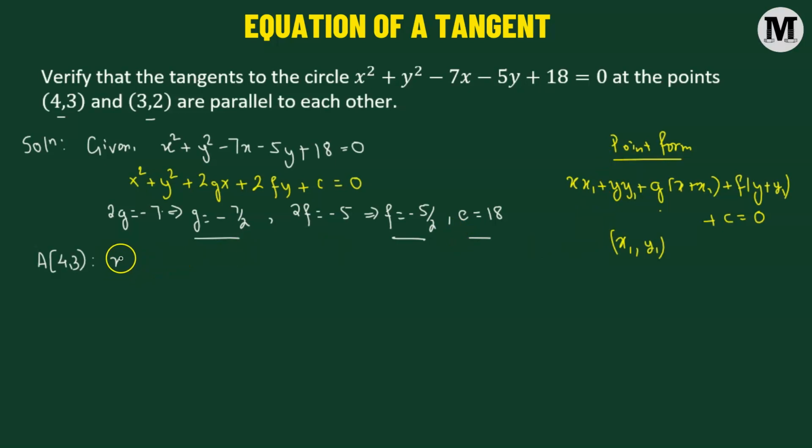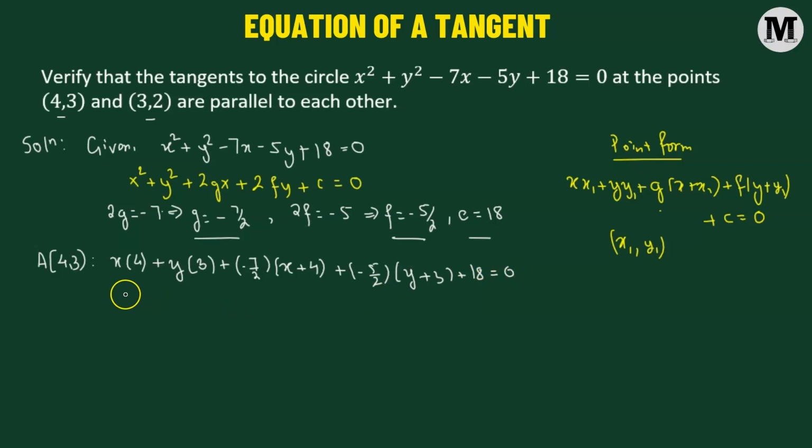So let's begin. Here we have x times x1, where x1 is the x coordinate of A, added to y times y1, where y1 is the y coordinate of A, that's 3. Plus g, which we have already defined as negative 7 over 2, multiplied by (x plus x1). Then we have f, which we defined as negative 5 over 2, multiplied by (y plus y1), where y1 is positive 3, plus the constant value 18. This will be equal to 0.